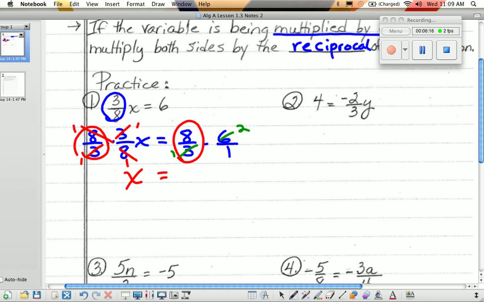Because 8 times 6 is what? 48. And 3 times 1 is 3. So what we would end up with is 48 over 3, and then we would divide that out. And 48 divided by 3 is, anybody happen to know? 16, okay?